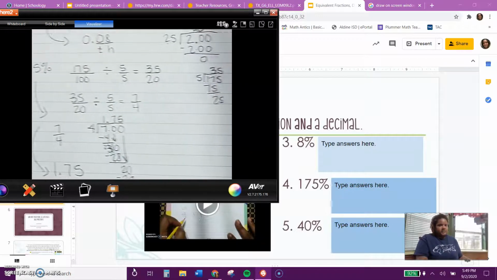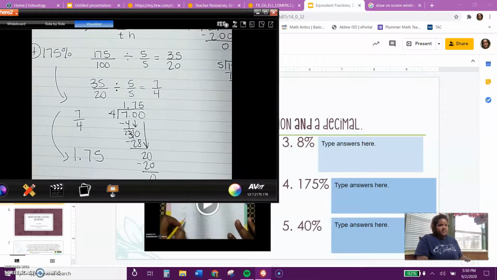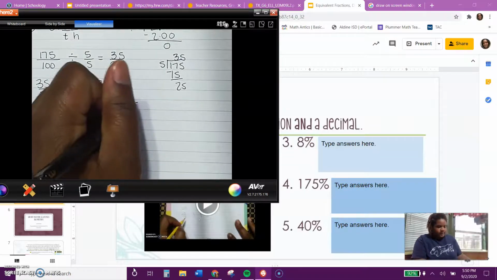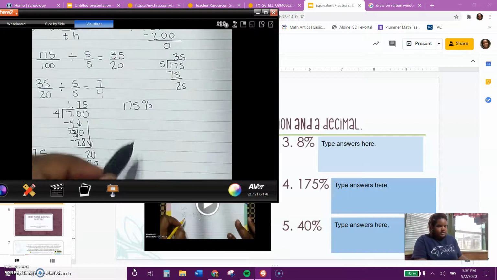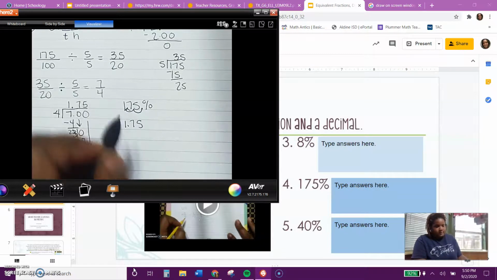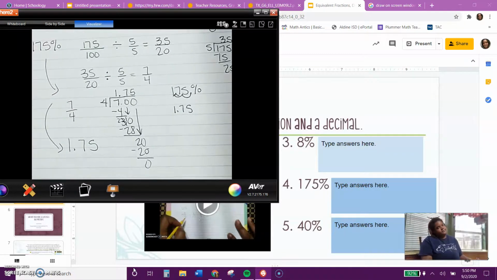That's why I'm saying there are other methods to turning percents to decimals. I didn't have to divide. I could have just taken that 175% and taken the decimal from the back and moved it 2 times to the left. 1.75. Different methods, but you get the same result.